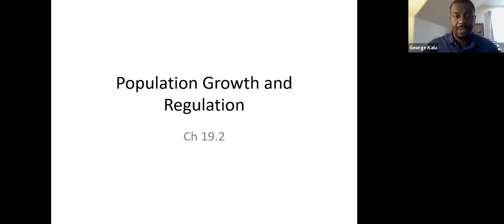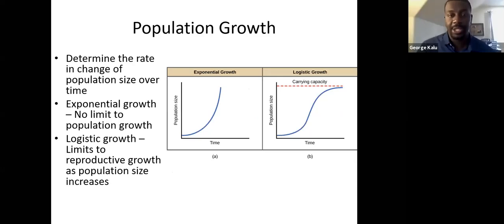All right, so that's going to lead us into chapter 19.2, which is about population growth and regulation. With population growth, one of the things that we're going to be able to see is populations either growing or declining over a period of time. And again, one thing that we want to do as population ecologists is understand how quickly our population is either growing or how quickly it's declining. There's going to be different ways that we're going to be able to do that, and again, that's going to be done over time.